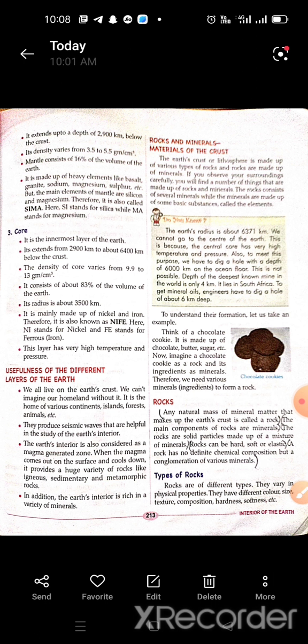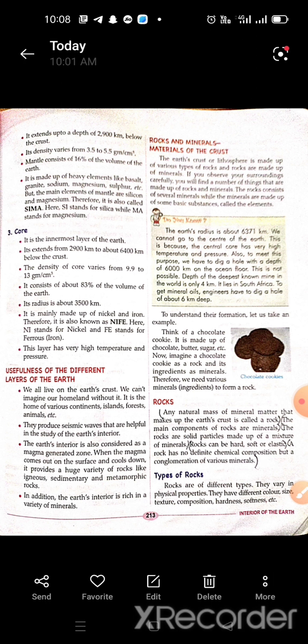So, in crust we get silicon and aluminium, in oceanic crust we get silicon and magnesium. Same in mantle, we mostly get silicon and magnesium, and the core's main elements are nickel and iron. Fe stands for iron. This layer has a very high temperature and pressure. Temperature is too high in core, and its pressure is obviously high as the temperature is high.